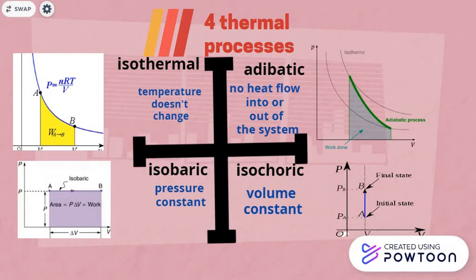Next, we have isochoric. For isochoric, highlight the word choric, which sounds similar to water. That means the volume is constant. While in an isobaric thermal process, the pressure is constant.